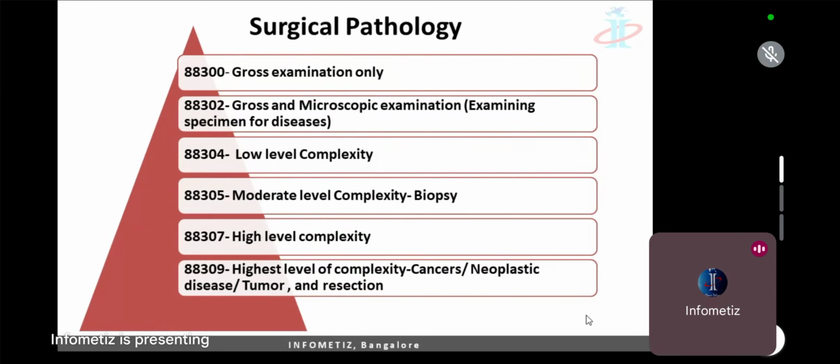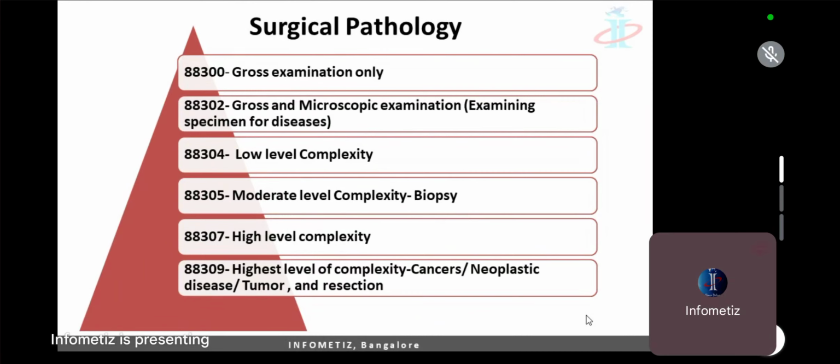Like you can see, there is no higher level than this 309. We are removing lung, we are removing intestine, we are removing breast, we are removing testes, we are removing all the organs. That is 309. Highest complexity level.